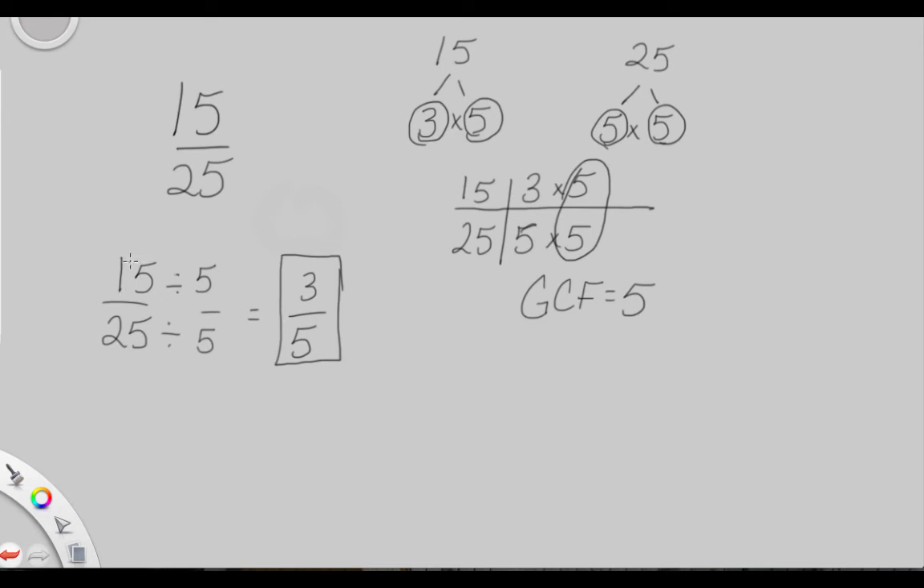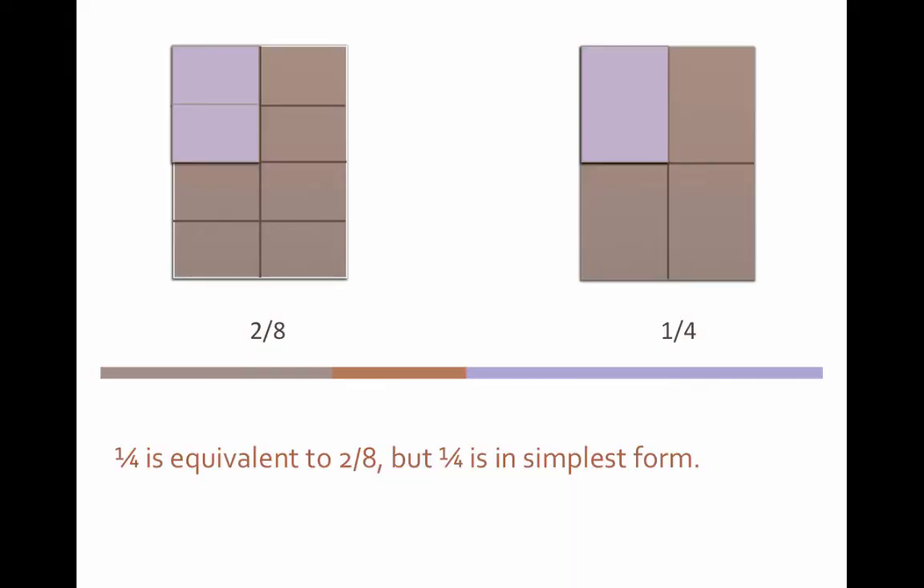And these numbers are in simplest form, even though they're equivalent. 15/25 is the same as 3/5 because their shaded parts have an equal value. And I'm going to show what I mean here in a second. We're going to talk about why fractions can be in simplest form with different numbers but still have the same value. We're going to look over here where we have 2/8 of this rectangle shaded purple. We have 1/4 of this rectangle shaded purple. These are equivalent fractions because they have the same sized pieces shaded in.